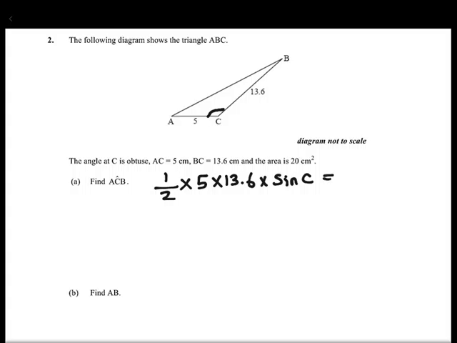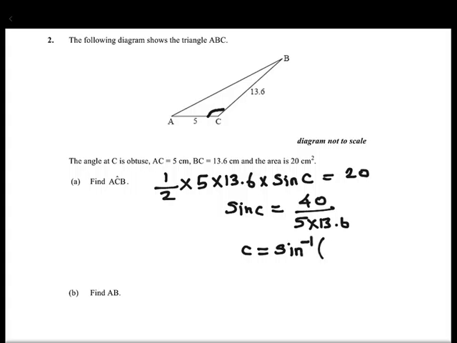is equal to the area, which is 20. So sine C is nothing but 40 divided by 5 times 13.6. So C is nothing but sine inverse of, you can cancel this, so 8 divided by 13.6, which is approximately equal to 36.03. So the answer is approximately equal to 36.0.